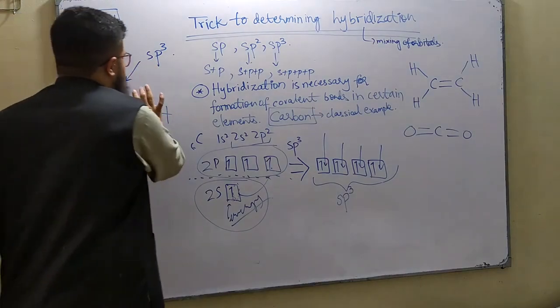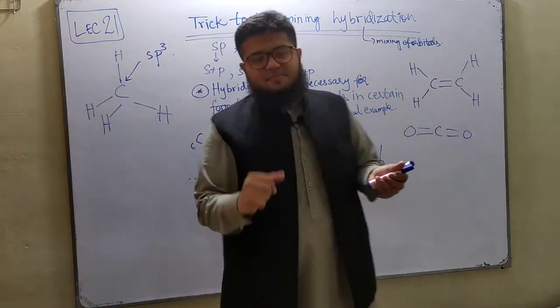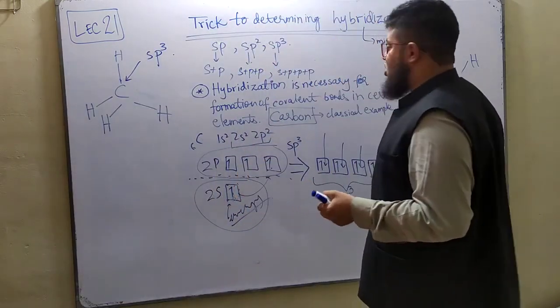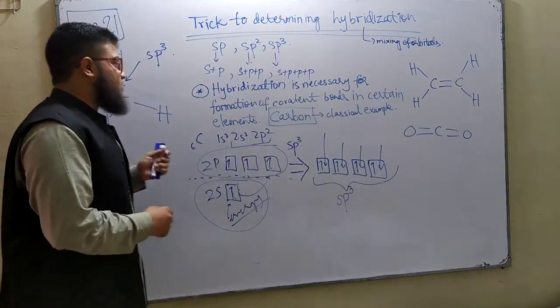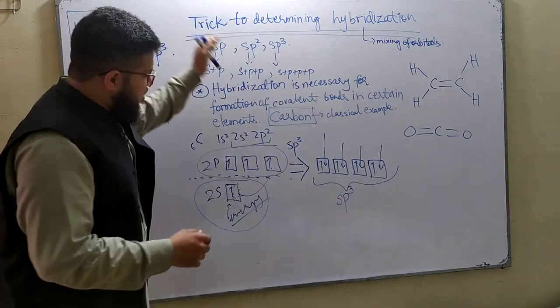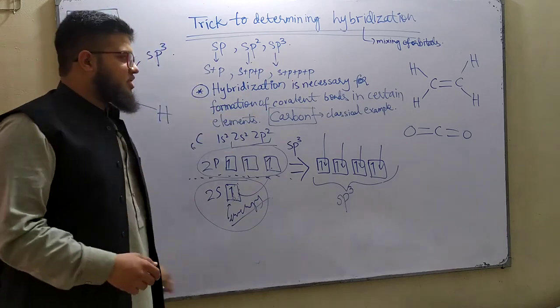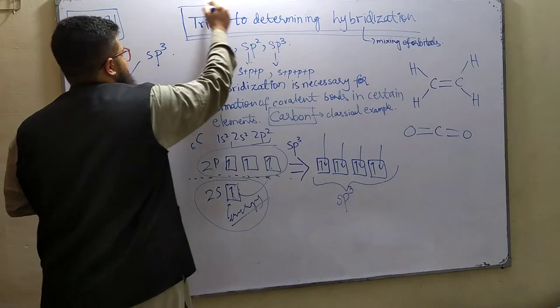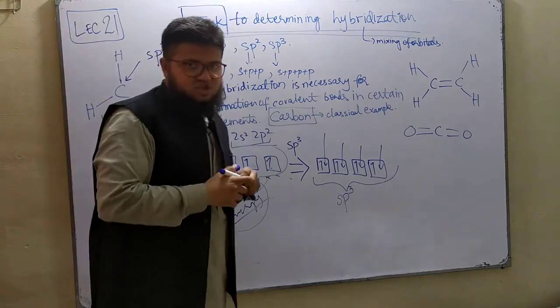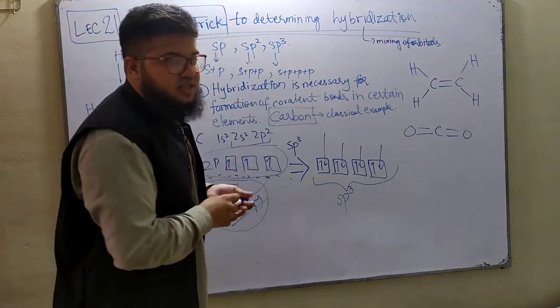Tell me the hybridization of the carbon atom in a methane molecule, or tell me the hybridization of the carbon atom in an ethene molecule or in a carbon dioxide molecule. So how are you going to tell the examiner the hybridization of carbon atoms without going into the detail of hybridization? This is what I'm going to explain in this lecture: the short trick to finding the hybridization.